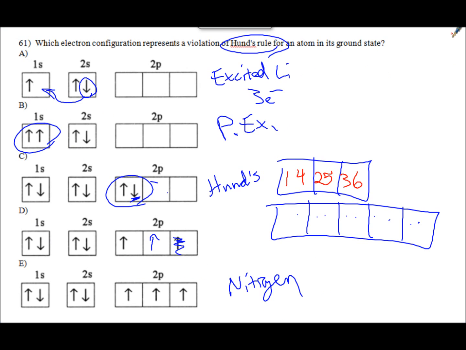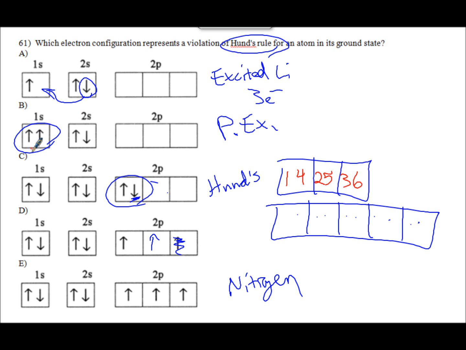Okay, what do we have here? Hund's rule says that the electrons have to spread out before they can double up. So let's go through each one, figure out what's wrong, what's right with each one. A, we have 3 electrons, but they're not filled from the least to the greatest. So that is lithium. It's excited lithium. We don't have a Hund's rule issue. We just have an excited electron.